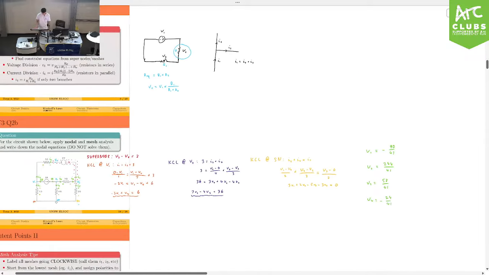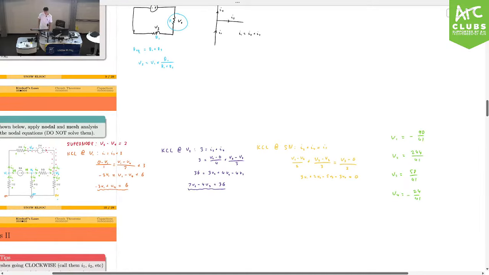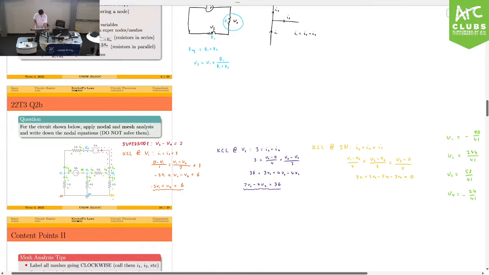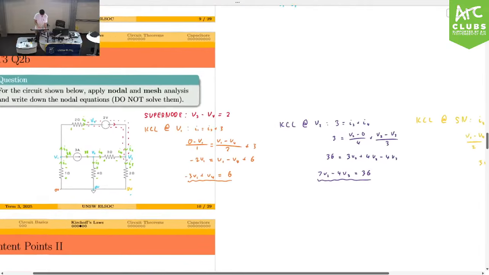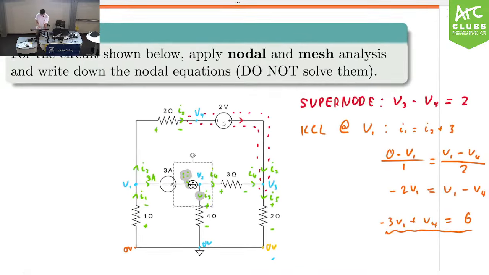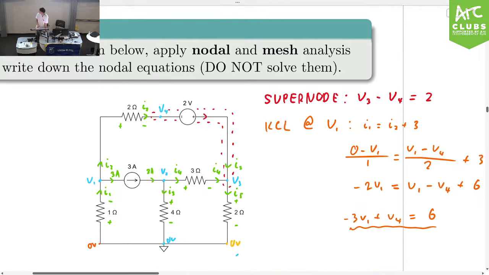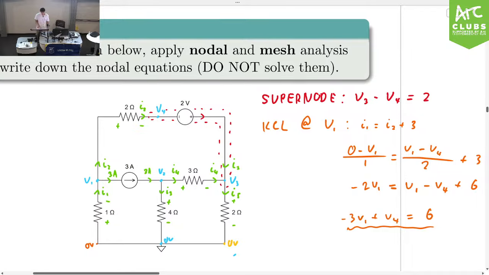Okay? So does that all make sense? Any questions? Yep. This one? Well, that's the supernode, right? So we did that at the very start. We know that the voltage difference between V4 and V3 is 2 volts, right? It's because of the power supply. Does that answer your question? Yeah. Okay, cool. Any other questions?